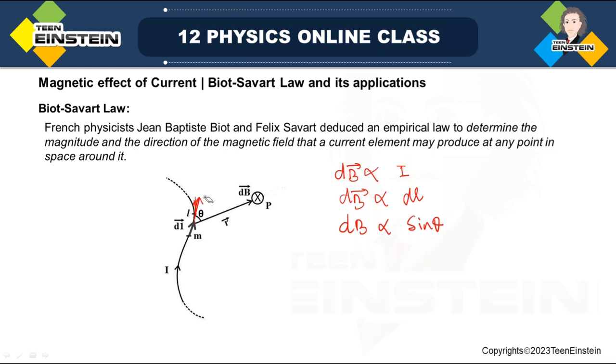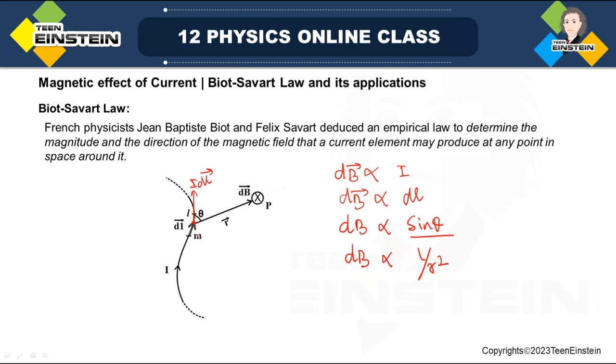Generally this current element has direction tangent at that particular point, so it will be going like this. Okay, this is the Idl current element, the direction of the current element, and this is the direction of the position vector. So the angle between them is theta. The magnetic field produced by this current element is directly proportional to the sine of the angle between the current element and the position vector of the point of observation. One more part is that this magnetic field is inversely proportional to the square of the distance between the point of observation and the current element.